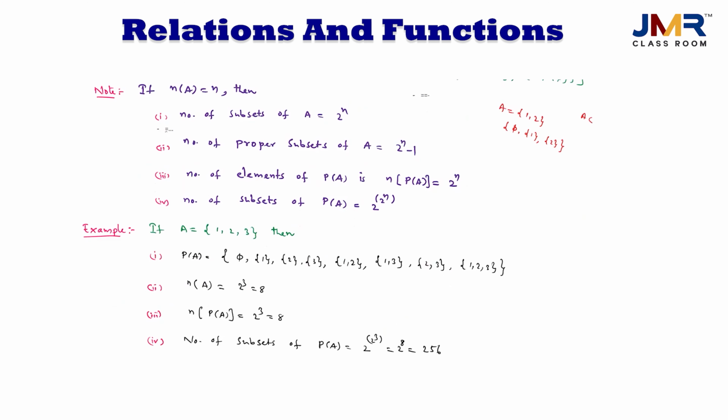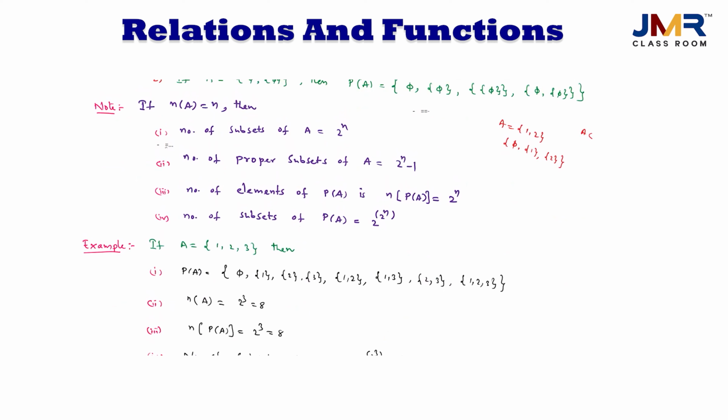Next, if n of A equals n, then number of elements of power set of A equals 2 power n. Why? Because every subset is an element of its corresponding power set. Set A contains n elements. Total number of subsets is 2 power n. Those 2 power n elements are the elements of its power set. So n of P of A, the number of elements in power set of A, is given by the formula 2 power n. And the fourth one is important.